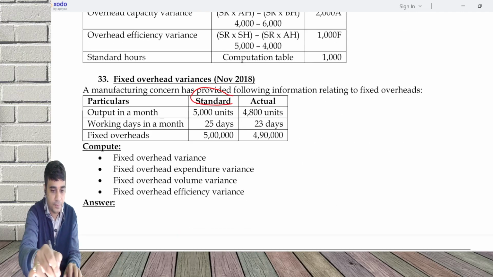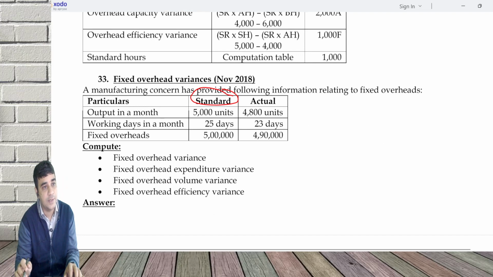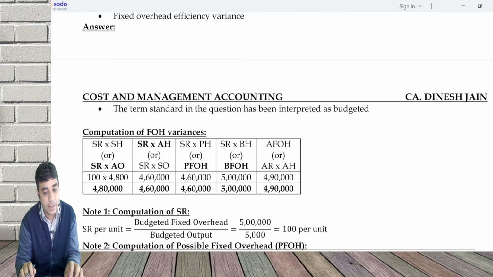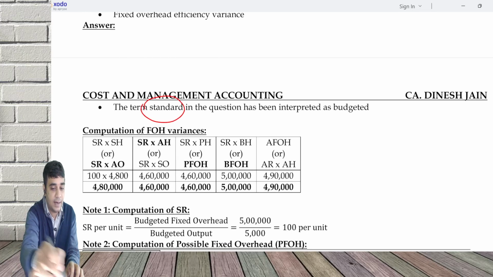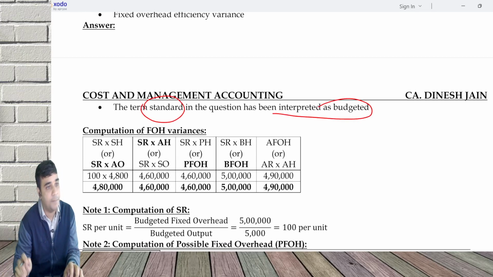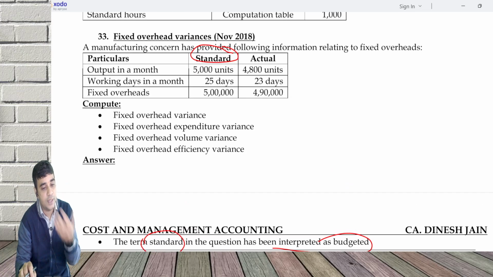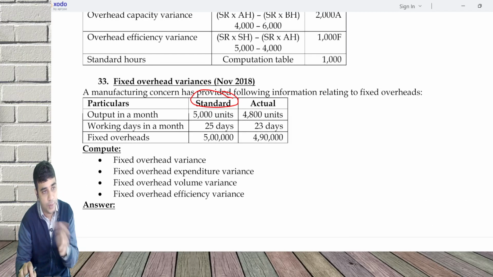Here the word standard is used. That is not standard output, not standard working days, not standard fixed overhead. The solution has interpreted this only to be the budgeted. The term standard has been interpreted as budgeted, because some students interpreted it the other way around and tried doing it; it will not work. If they give standard directly, it means it's budget. If they give you all the items directly, then that is only budget and not standard.